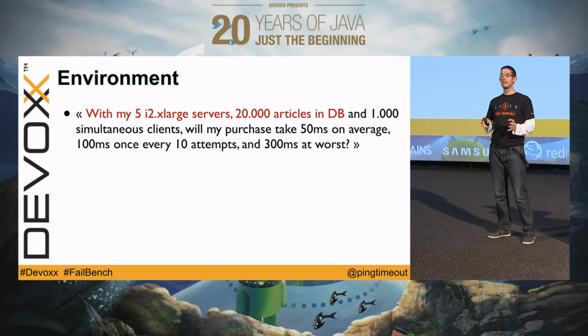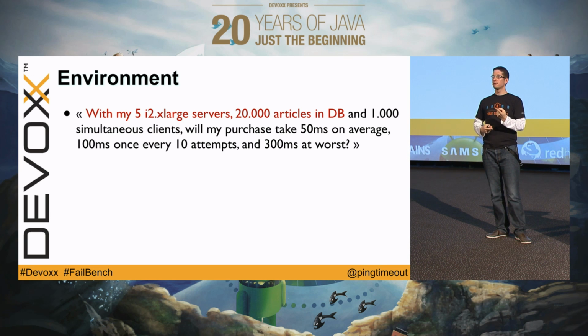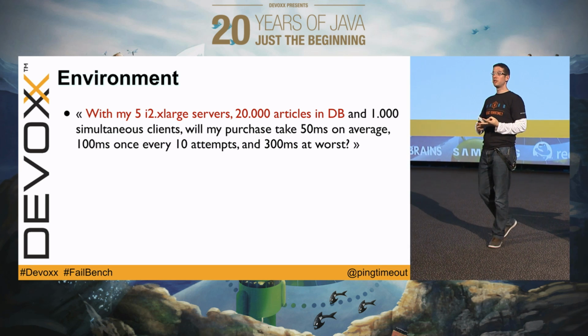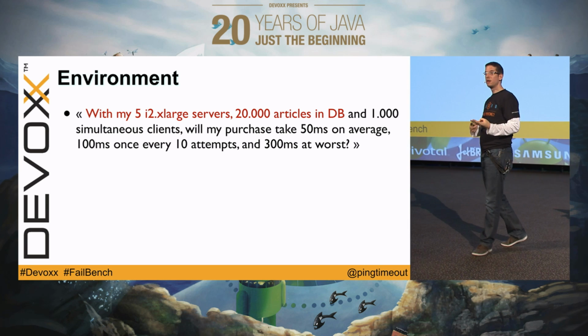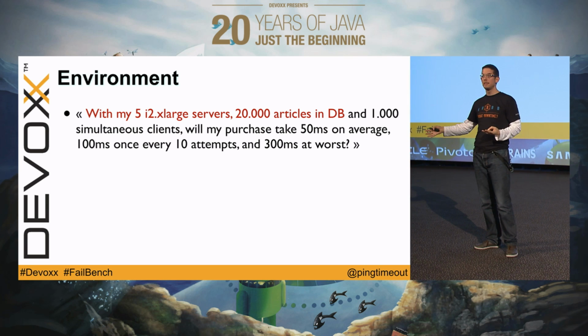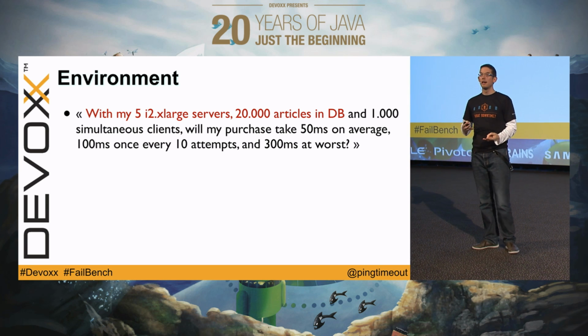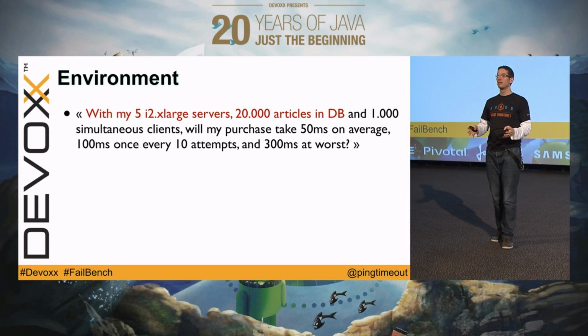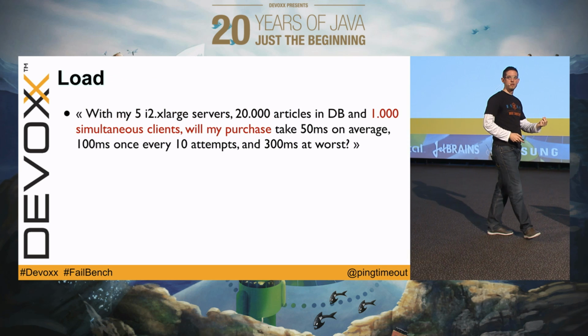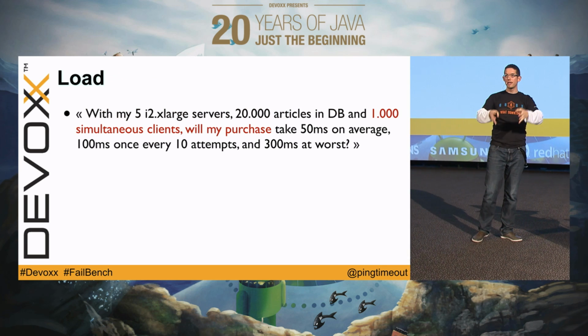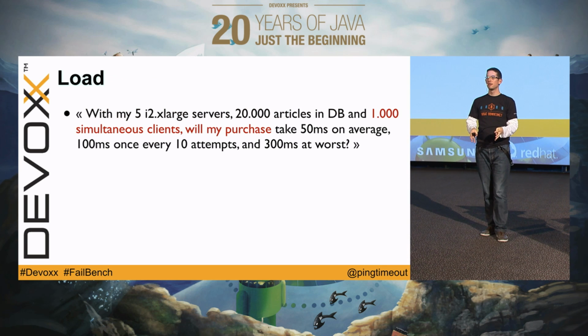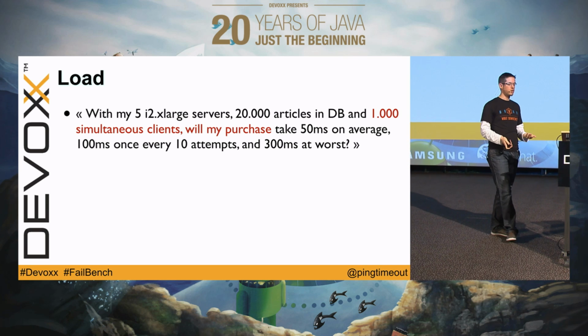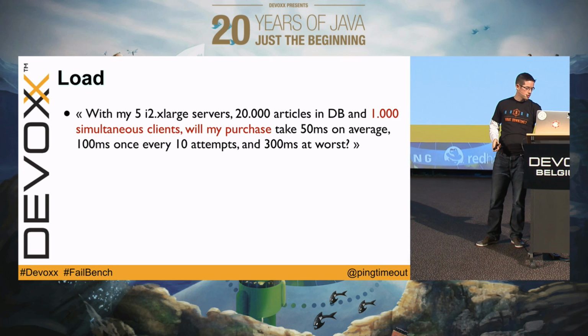The environment says, how many machines do I have? What is the type of the machine? How many CPUs? How much RAM? What kind of disk, spinning or SSDs? What kind of network card? And what is the state of my system when I start my benchmark? Then I have the load, which is what I'm going to write in my load testing framework. What I'm going to do on my machines during that benchmark.